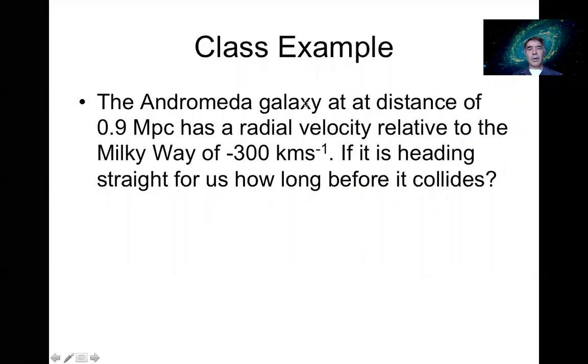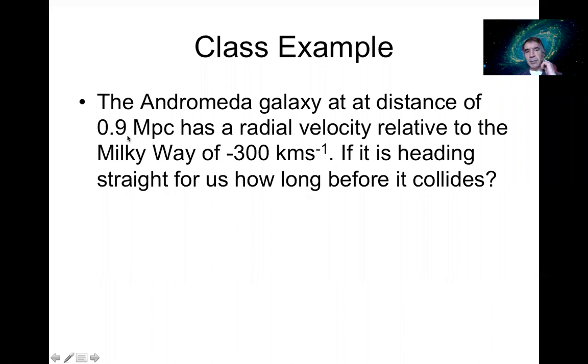So the Andromeda Galaxy is nearly a megaparsec away, 0.9 megaparsecs, and it's coming towards us at this speed. So if you assume it's heading straight for us, along that line of sight, how long before it collides with the Milky Way? Okay, so work out how long we've got left and come back after a bit.